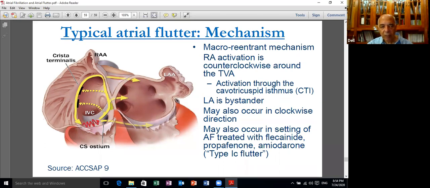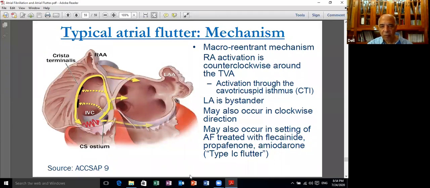Now, this isthmus-dependent atrial flutter, if it goes counterclockwise, it's typical atrial flutter. If it goes clockwise, it is atypical isthmus-dependent atrial flutter. So atrial flutter is divided into an isthmus-dependent and a non-isthmus-dependent. I will come to the non-isthmus-dependent in the next slide or the one after it. But the isthmus-dependent can be typical or atypical depending on whether we are talking about clockwise or counterclockwise.